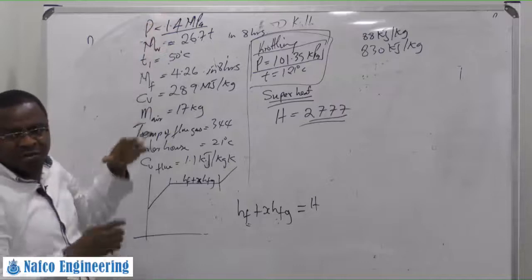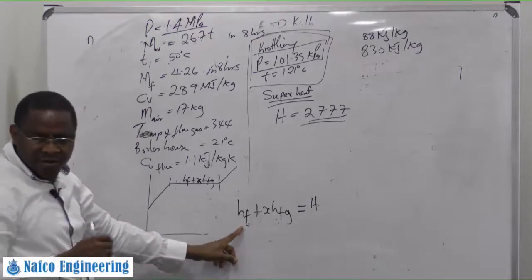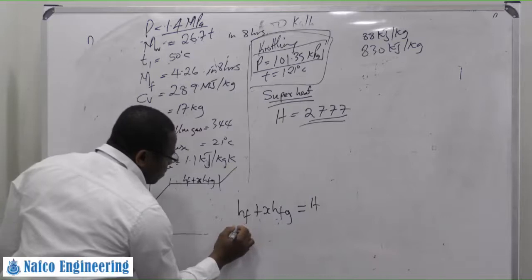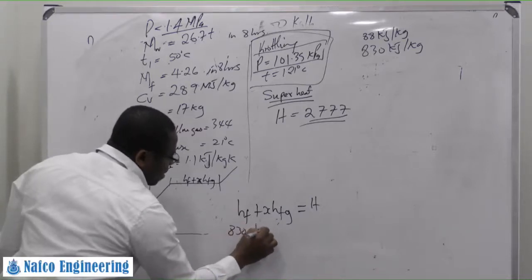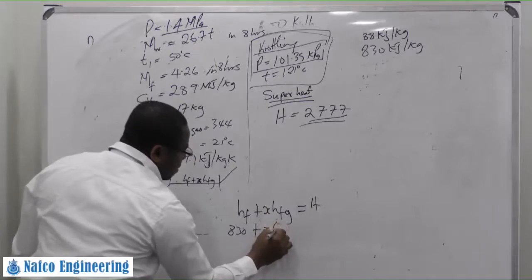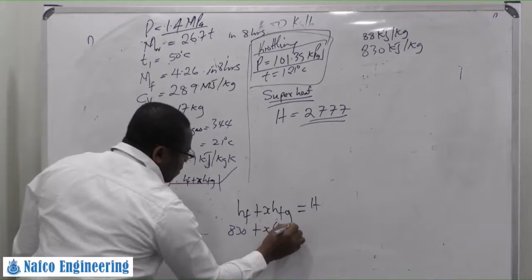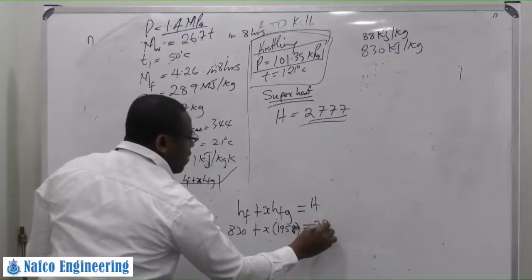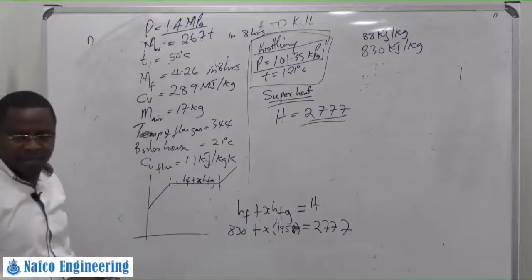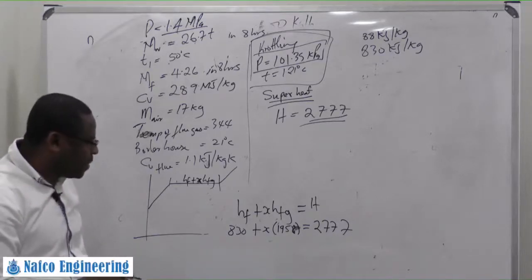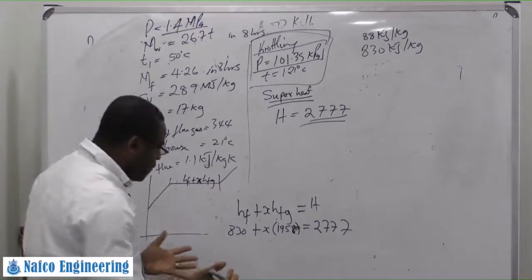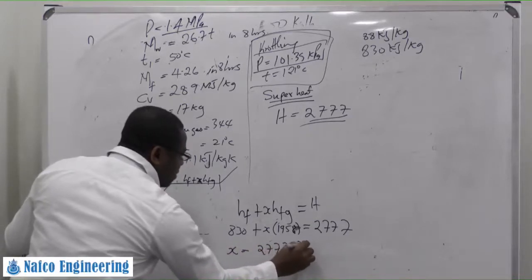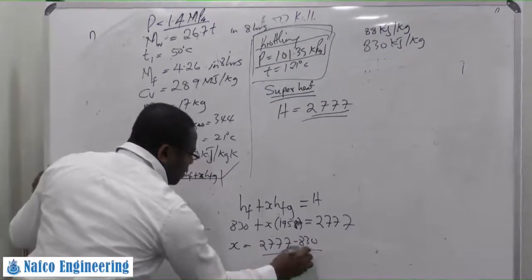We don't want the temperature now, we just want the hf. So you go for the hf for that 1.4 MPa. What is the hf? 830. Now what is the hfg? 1958. Okay, all right, like that. 2777, okay, so I will have x to be 2777 minus 830 over 1958.